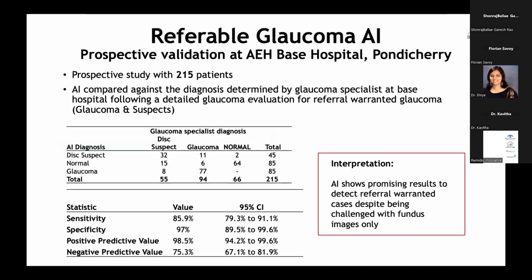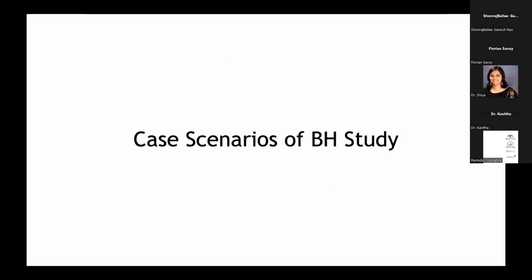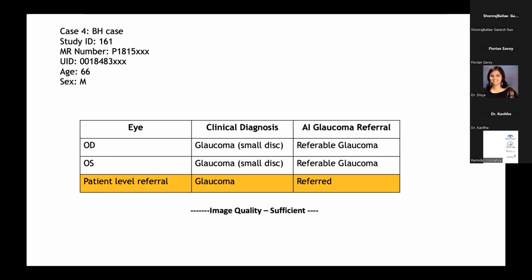Now, we did another study at the base hospital. We prospectively studied 215 patients at the base hospital, where the glaucoma specialist and the AI were compared. As you can see, the sensitivity was 85.9%, specificity was 97%, and the positive predictive value was 98.5%. So we interpreted that AI shows promising results to detect referral warranted cases despite being challenged with fundus images only, whereas the glaucoma specialist had access to all the battery of investigations. These are two cases I'll be showing from the base hospital.